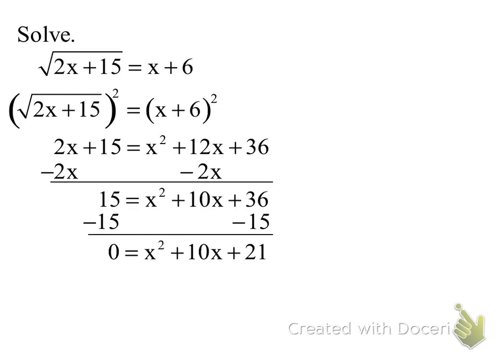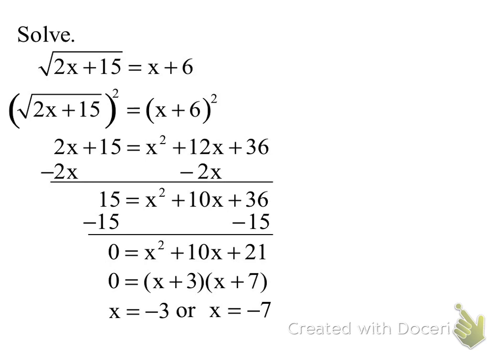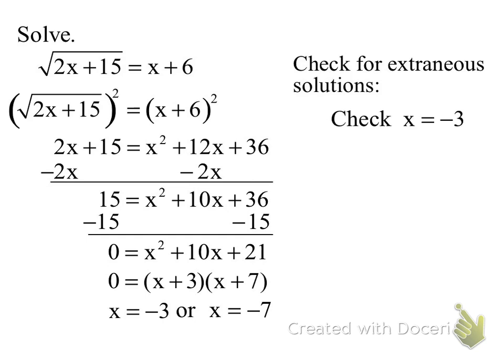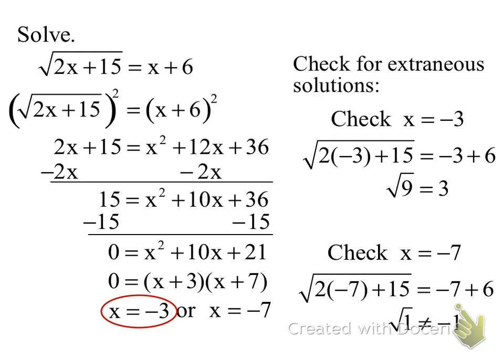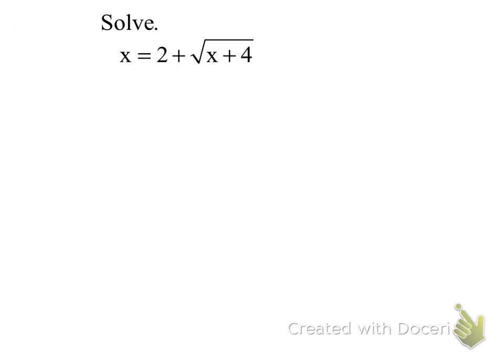And then we have what multiplies to 21 and adds to 10. Hannah? 7 and 3. X equals negative 3 and negative 7. Now, as we try them, which solution works? Sarah? Negative 3. When I substitute it in, it works. When I have negative 7, it does not work. So negative 7 is extraneous.